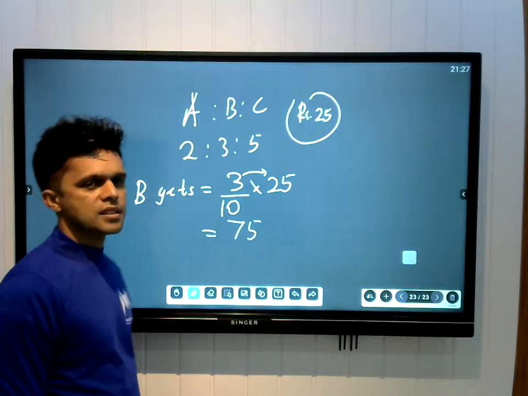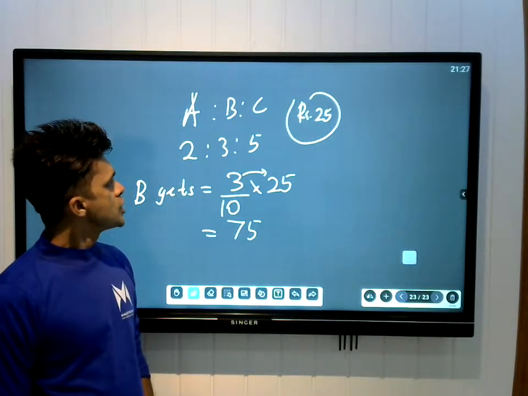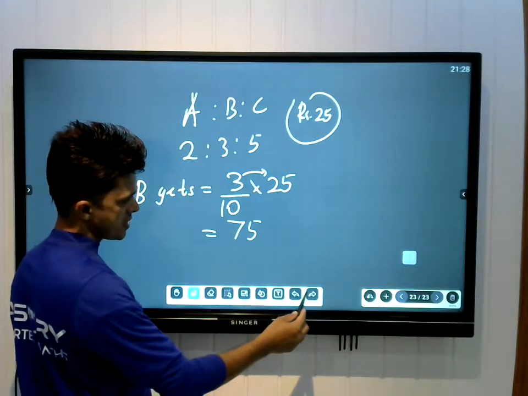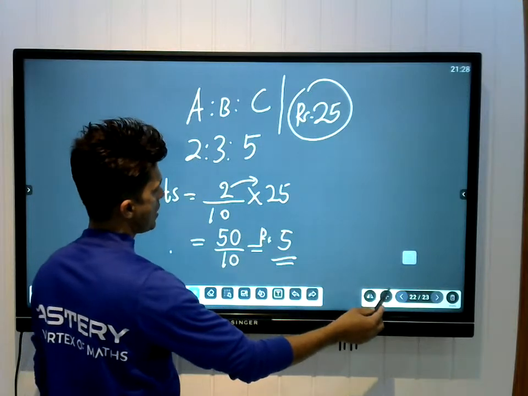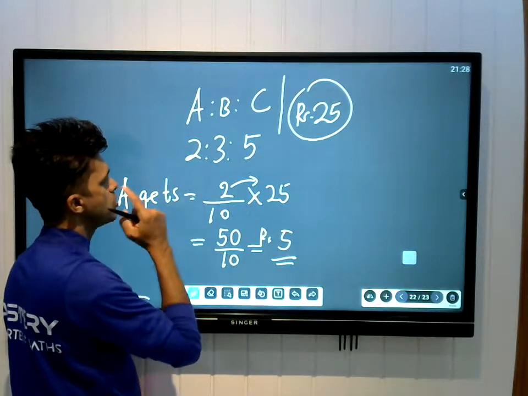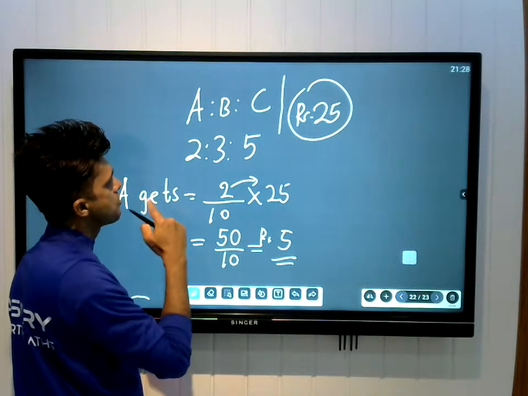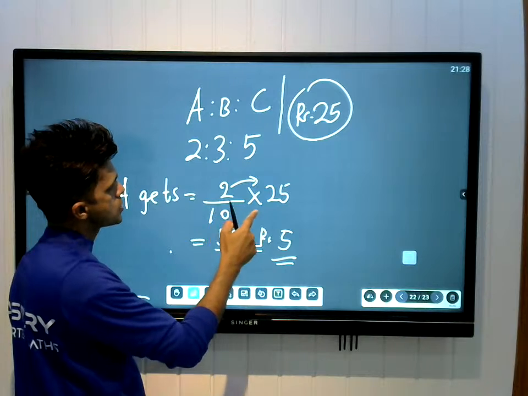How can you do this? What should be the answer? Was there an issue of solving here? I'll check it. Wait. Here the ratio was 2 to 3 to 5. 2 plus 3, 5 plus 5, 10. Then 2 over 10 times 25.